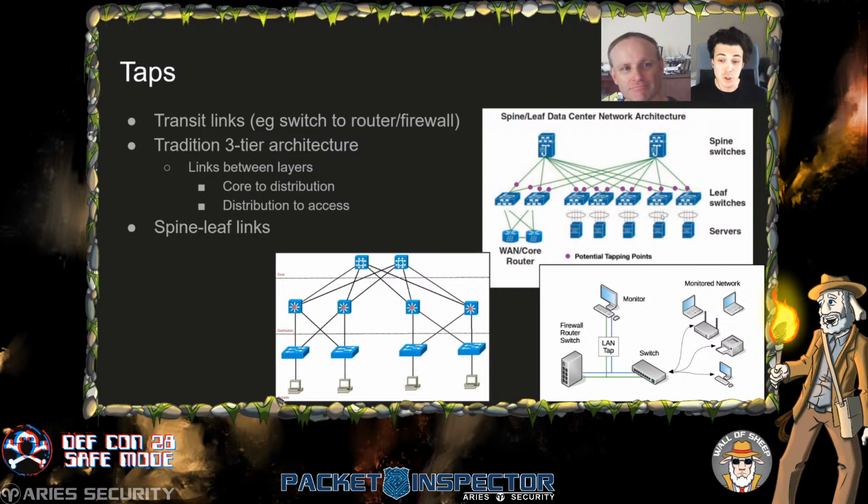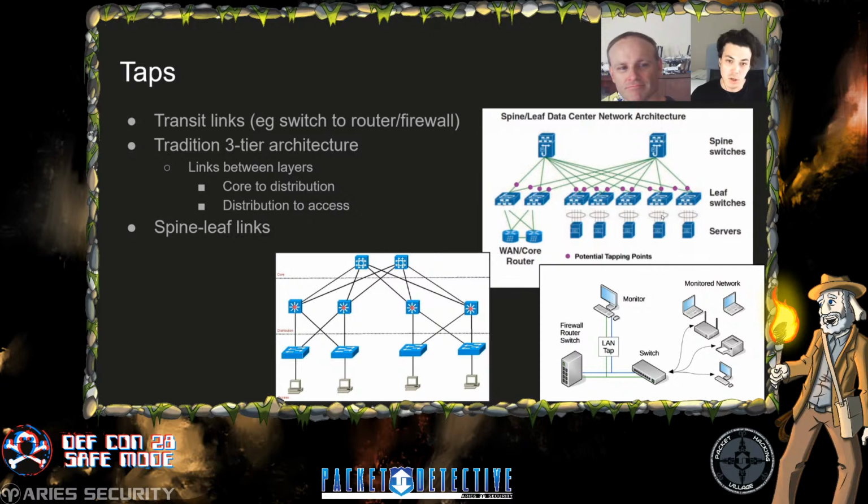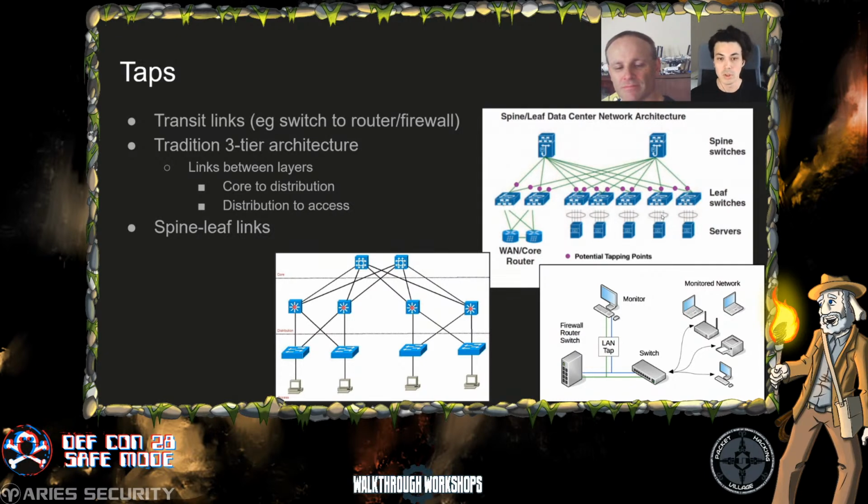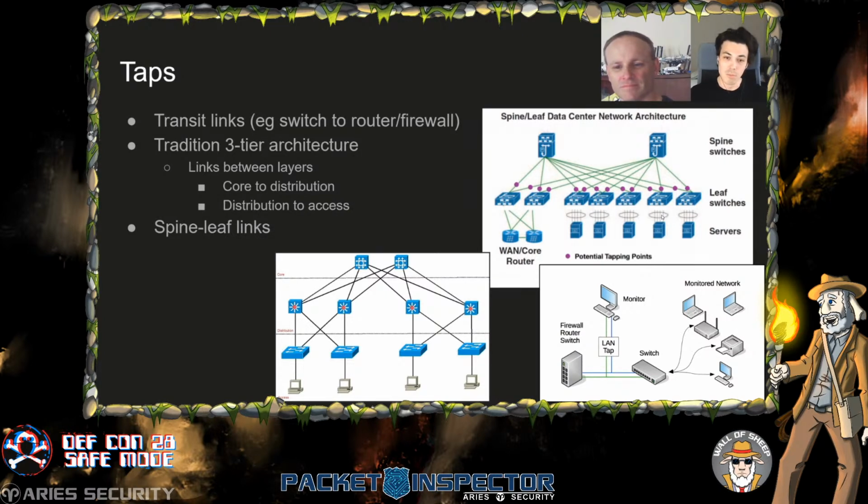So where should you tap? There's typically a couple of different places that we see it. One is transit links, so the north-south boundary into and out of a data center, for example. You'll also often see it between link layers in a traditional 3-tier network architecture, whether that's core to distribution or distribution to access. And in spine-leaf networks, you'll most commonly see it on the link between the spines and the leaves themselves. The reason for these different points of tapping is they give you the most bang for your buck. You'll have the most complete data set for critical network junctures.